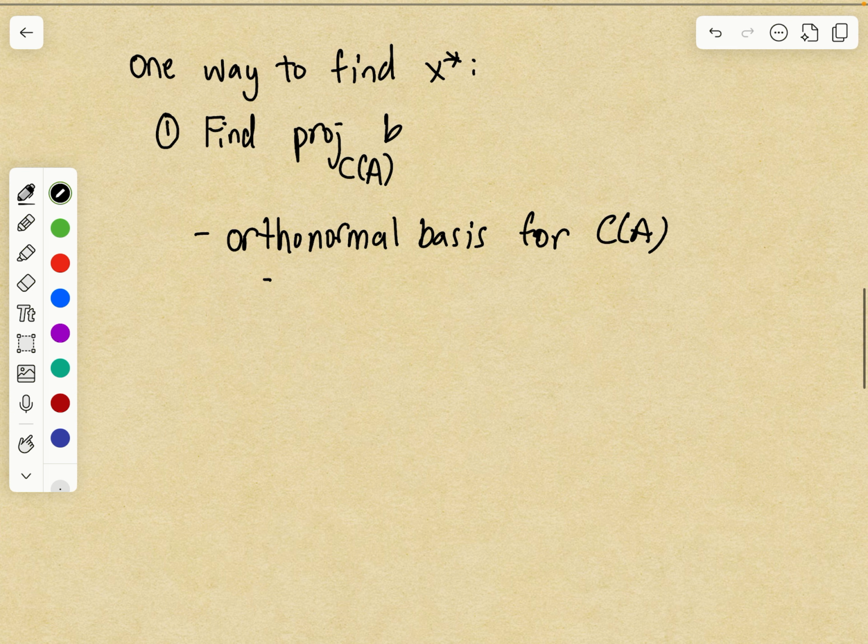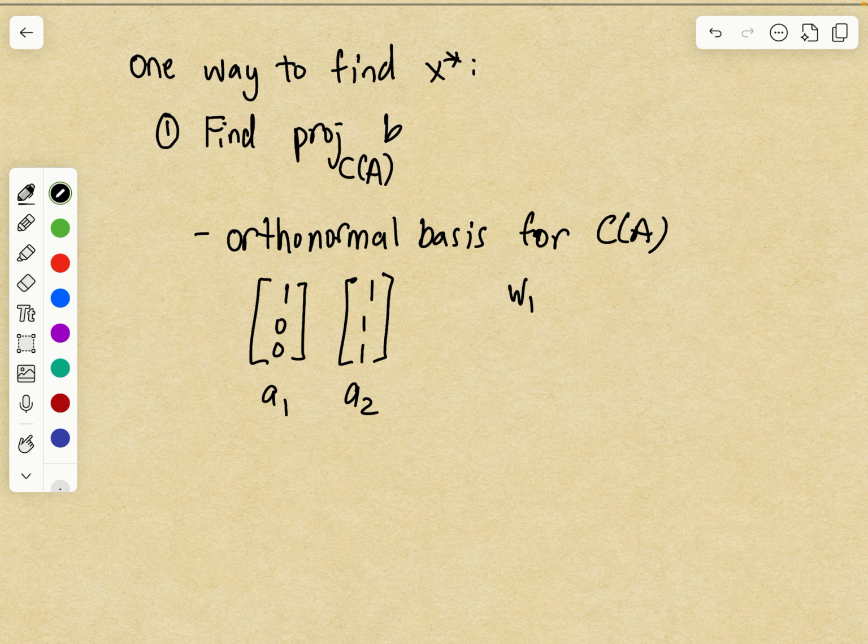And the column space of A is spanned by these two vectors, 1, 0, 0, and 1, 1, 1. So this was our A1 and A2. And we need to use these vectors to produce an orthonormal basis. Well, first of all, A1 is already perfect because A1 is a unit vector. So remember, first we need to find an orthogonal basis. So that was our W1, W2. Our W1 is just going to be A1. And our W2, that was what you get when you do W1 minus the projection of A2 onto W1.